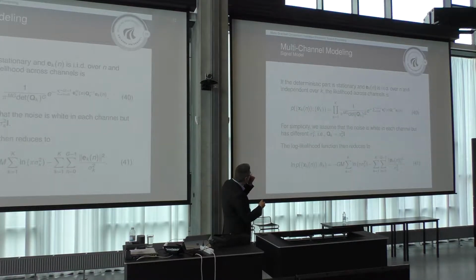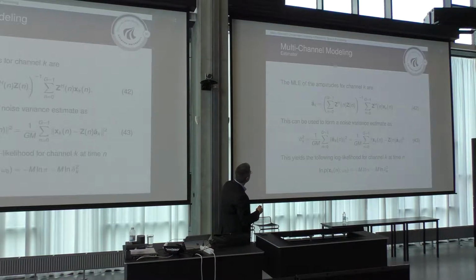And then if you combine this across all different channels and across snapshots, you get this expression here. And you can simplify this again by assuming that the noise is white, but that it has different noise variances. So that Q_K here is the variance of the noise in the Kth channel times the identity matrix. And then you get a simpler expression here for the likelihood function across all the channels.